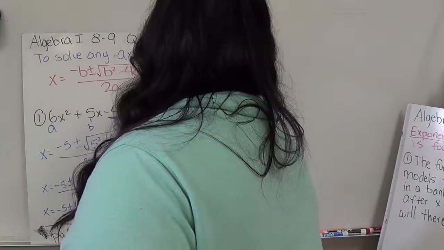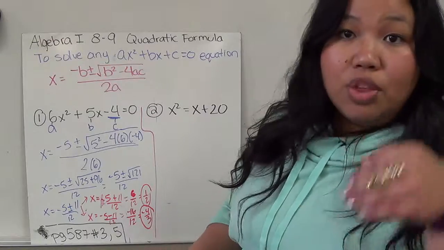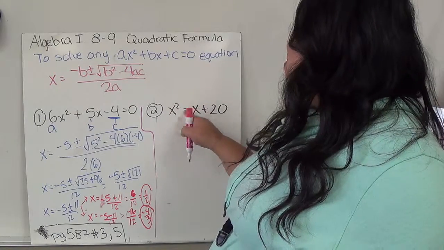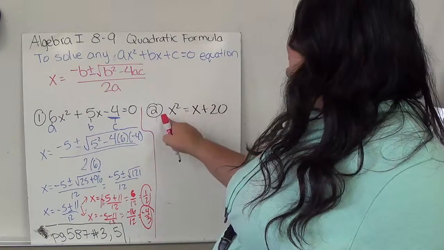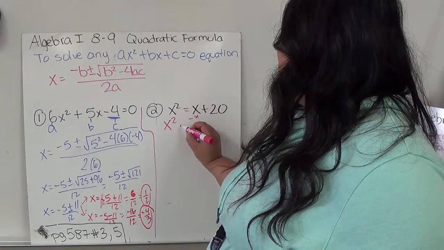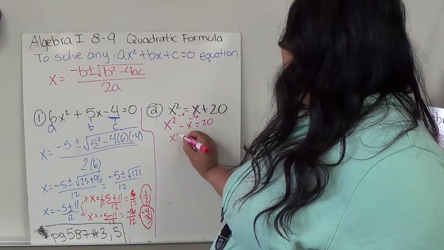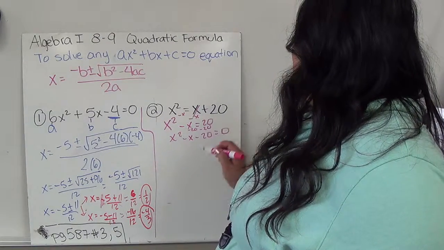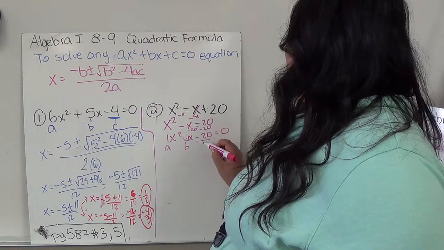Let's try the next one. This one is not everything equal to 0. So just like the ones we did in the other section, we have to make it equal to 0. I can move this one easily, but this will make it a negative, so it's up to you. I'm going to move everything here because I like this positive. So x squared, and I'm going to subtract x from both sides, so minus x. This cancels out, I end up with minus x equals 20. Then I'm going to subtract 20 from both sides: x squared minus x minus 20 equals 0. So my a is 1, my b is negative 1, and my c is negative 20.